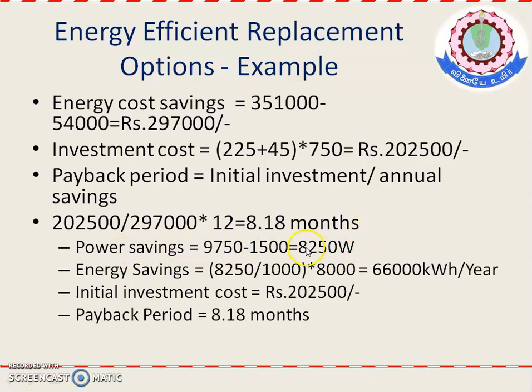So now power saving is this much watts, energy saving is this much per year, cost saving is this much, and your payback period is 8.18 months. That means around 9 months time period you will get back this amount of money, and later on you will benefit with this much amount of cost every year, right? So this is the understanding you can get out of this case study.